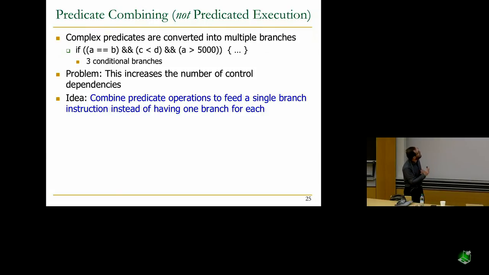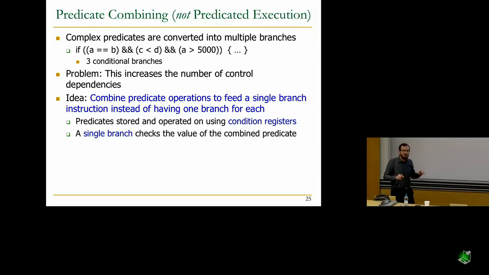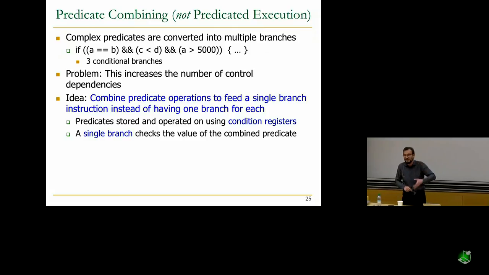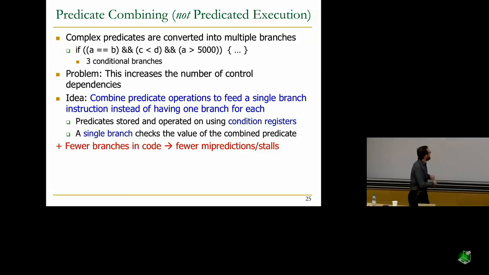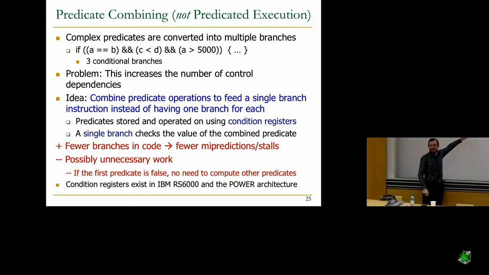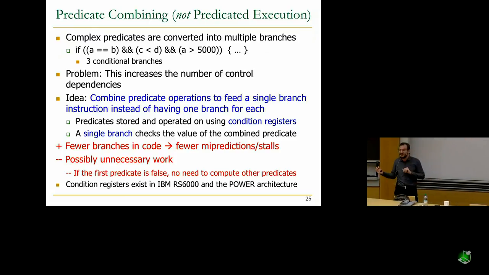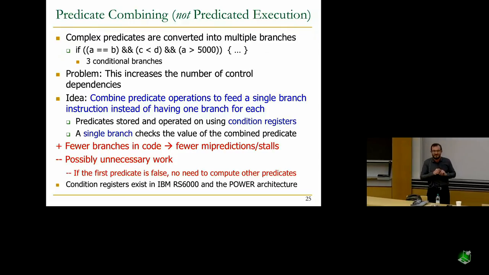The idea was to combine predicate operations to feed a single branch instruction instead of having one branch for each. The predicates are stored and operated on using condition registers. You could use general purpose registers for this also, but special condition registers are provided that are only available for the branches to test, such that you can do this really quickly in the ISA. A single branch checks the value of the combined predicate. You don't have three branches checking this. Now, the upside is there are fewer branches in the code, fewer mispredictions, fewer stalls. The downside is possibly unnecessary work. For example, if the first predicate is false, there's really no reason to execute anything else over here. If A is equal to B is not true, then you should really not take this branch. You know that immediately. This has been employed in many architectures, for example the IBM Power architecture, RS6000. They have these condition registers that you can operate on, special registers to do this condition computation in the system.